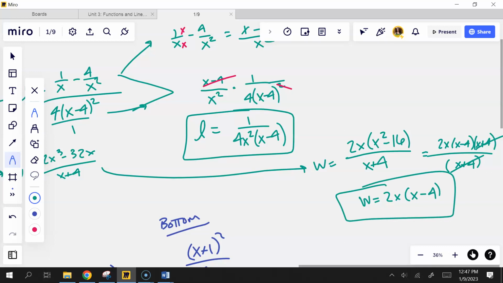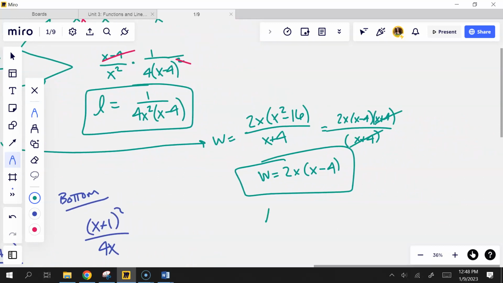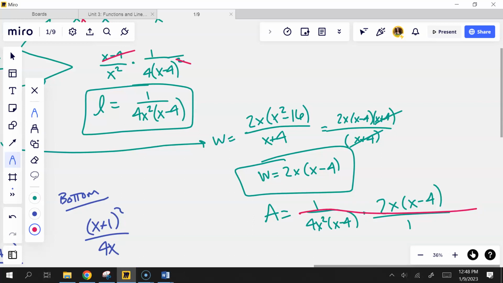Now you multiply them together because area of the rectangle is length times width, right? So my length was 1 over 4x squared times x minus 4. My width is 2x times x minus 4. And since this is a fraction, I'm just going to put that over 1 so that it is a fraction also. And I'm going to make it one big fraction because I'm multiplying. And because I fully factored length and width before I started, it's still fully factored, which means I can just, I'm not dividing so I don't flip.